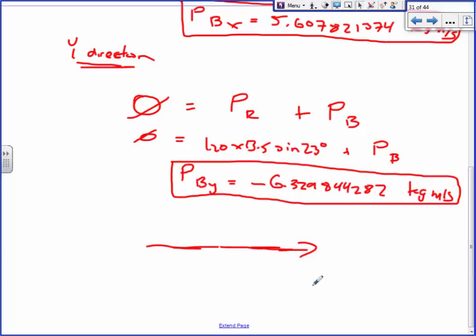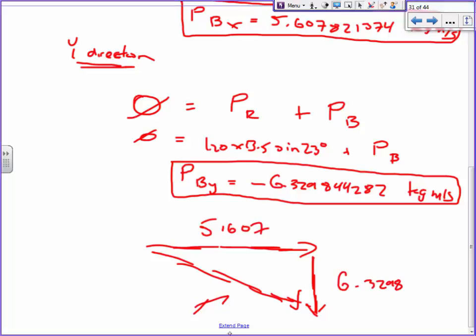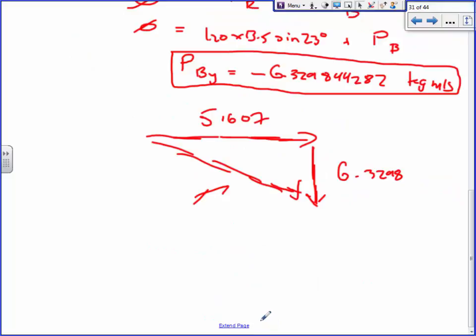We have a new vector triangle where the blue rock goes somewhat in the x direction and somewhat in the down direction, which means it has a resultant down here. We need that resultant. This is the 5.607 number. This is the 6.3298 number. We need to find that hypotenuse. All right, so Pythagoras' theorem is saying... I've calculated its momentum on the hypotenuse to be 8.4566, something like that.